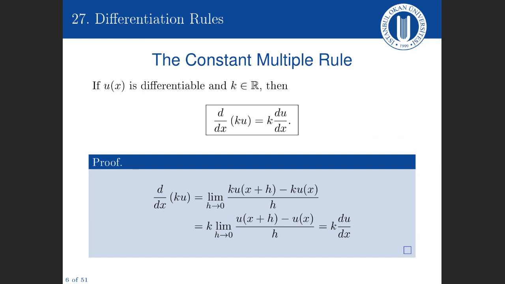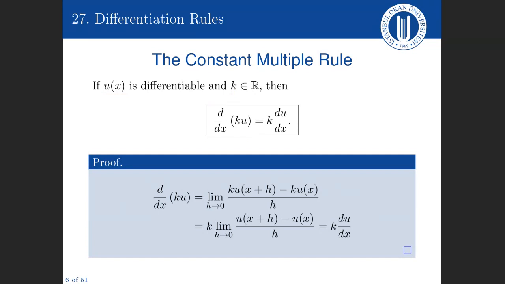Our third rule is the constant multiple rule. Let's suppose we have a function, let's say u of x, which is differentiable, and let's suppose we have a number, k. Then the derivative of k multiplied by u. k is a number, we can just take the number outside, just as we do with limits. And we find that this is k multiplied by the derivative of u.